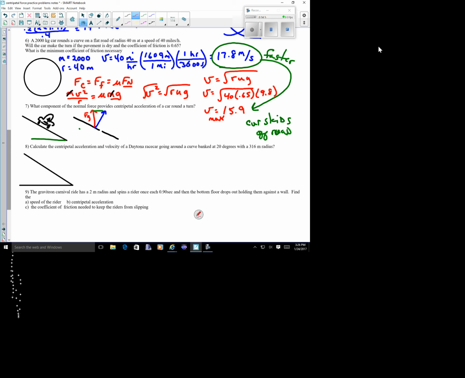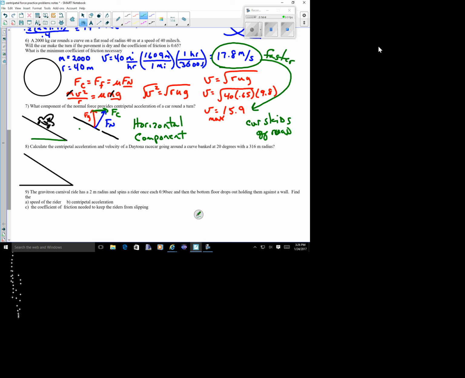And then this green line is actually the centripetal force because it pushes the car towards the middle of the circle that it's going in. So the component of the normal force, if this is the normal force, the blue one, the component of the normal force is always the horizontal one. And that's what pushes you towards the center of the road, the horizontal component. It's so hard to do online where you can't actually see what I'm doing here.